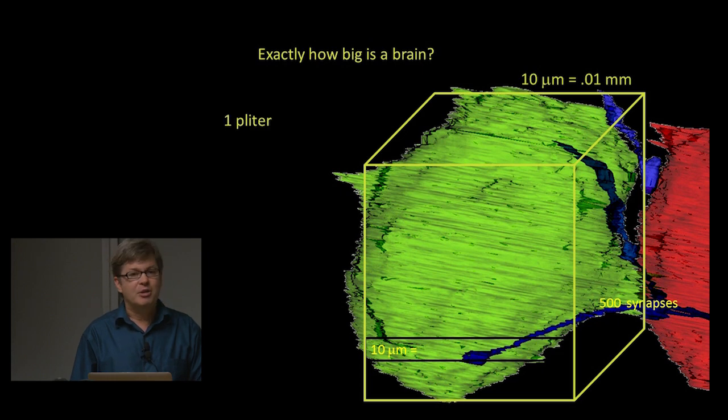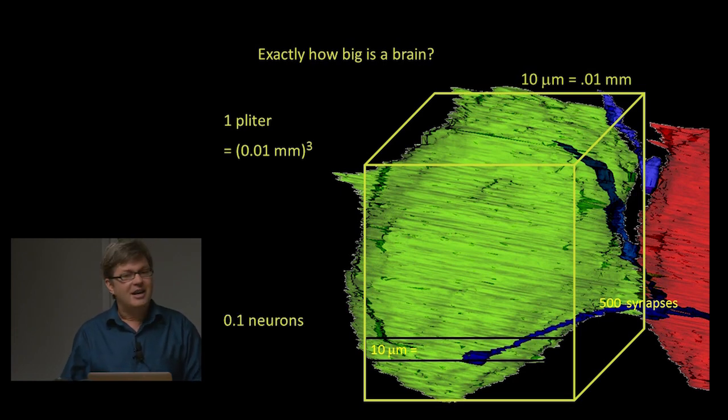A 10-micron box is a picoliter. So you don't come across pico very often, but it's not a billionth, but a trillionth of a liter. It's infinitesimal. It's 0.01 millimeter cubed. We don't come across anything that's a tenth of a human hair, so it's really hard to think about. And on average, how many neurons are contained in one of these tiny little boxes? Actually, a tenth of a neuron.